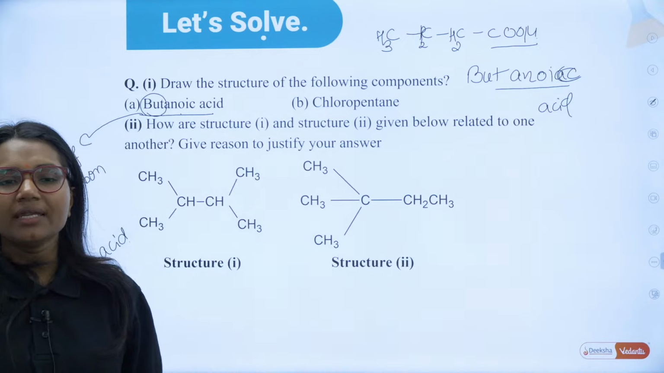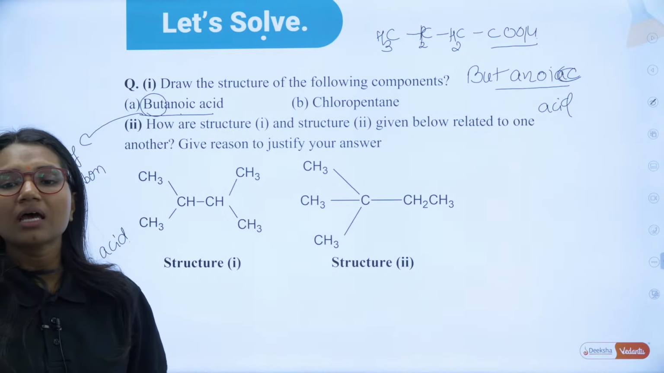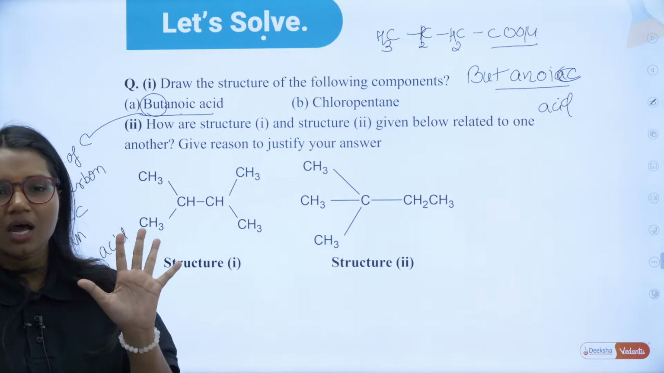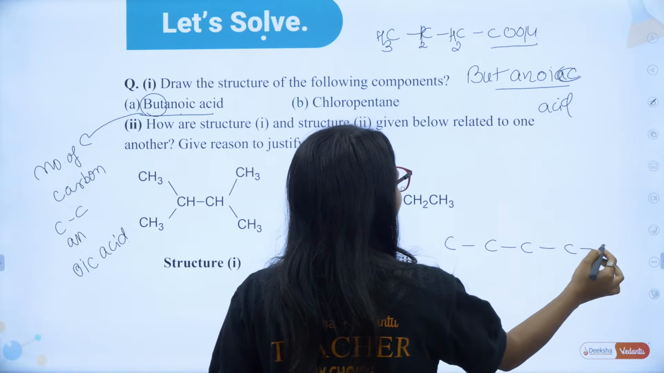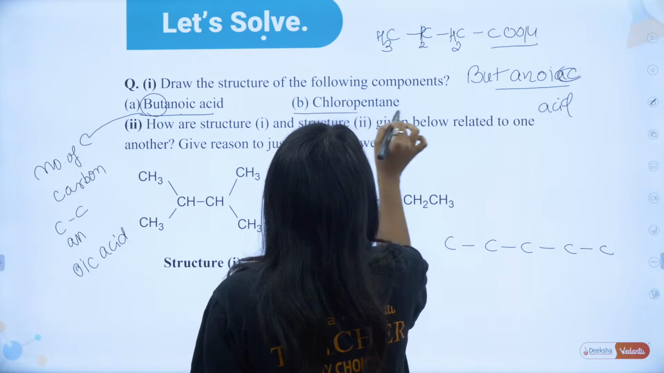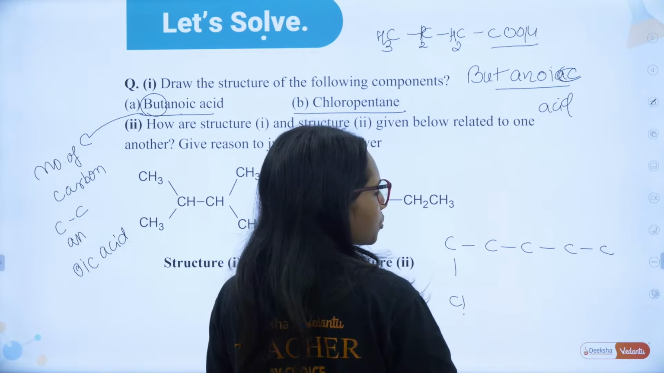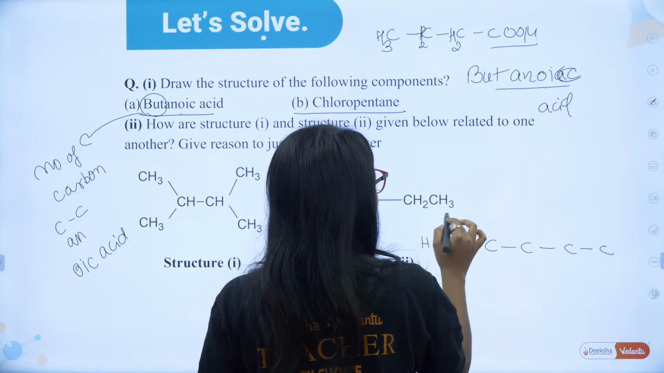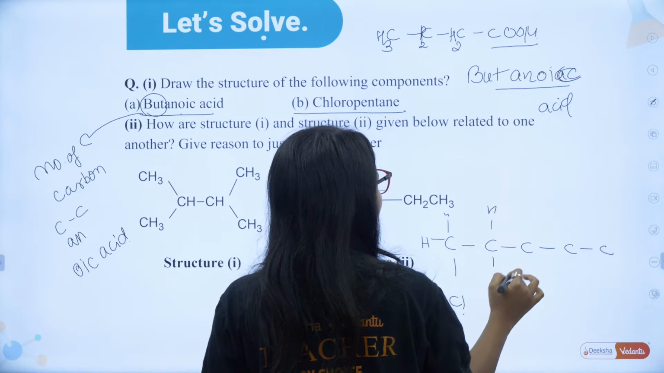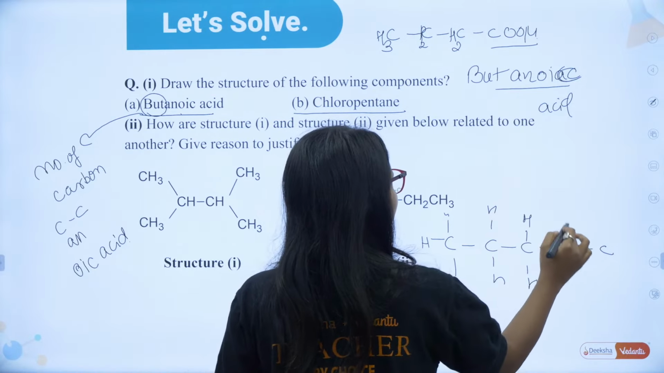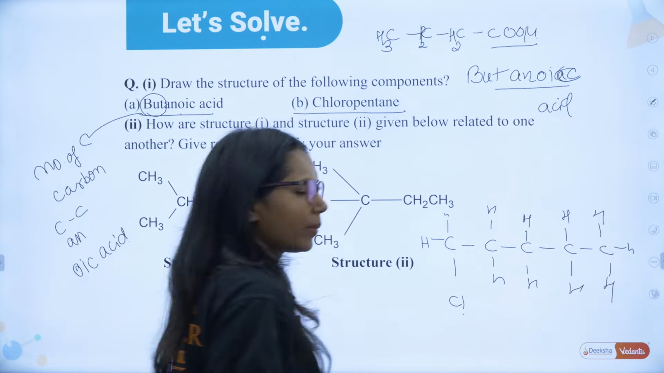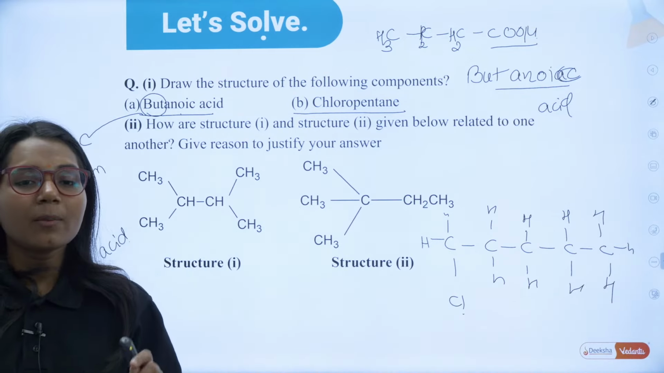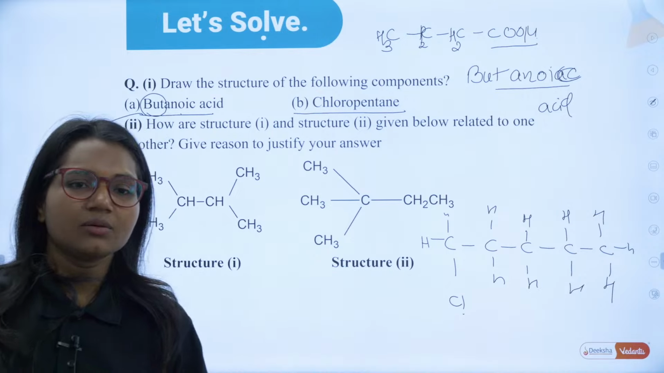Chloropentane. Pentane means how many carbons? Again, pentane means 5 carbons. So 1, 2, 3, 4, 5, and chloropentane means that the first position has chloro. The rest of the valency you are going to satisfy by hydrogen. So this is the structure of chloropentane.